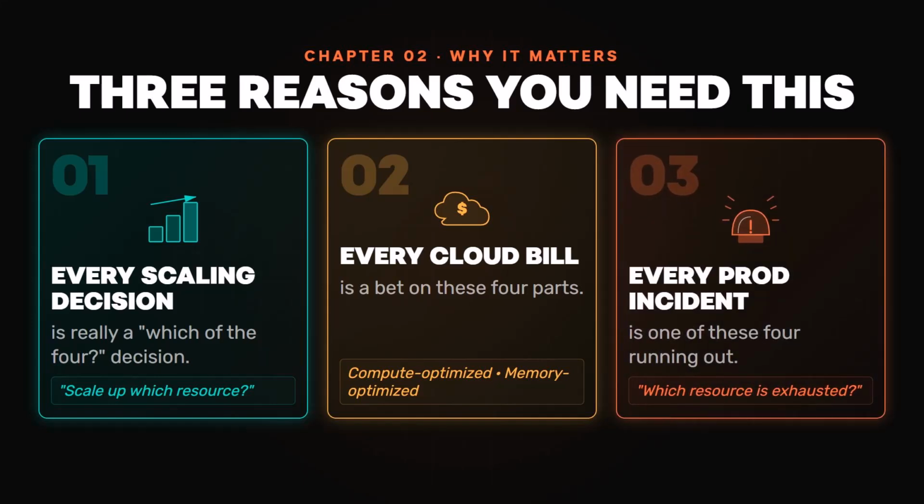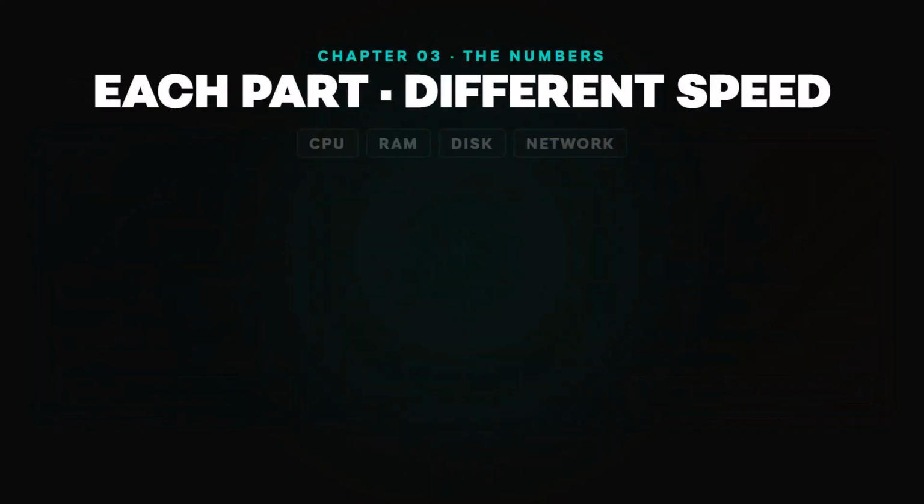Reason 3. Every production incident is one of these four running out. The site is slow. Okay, but which resource is exhausted? This single question asked early is what separates engineers who debug fast from engineers who guess for 3 hours. Once you have the four parts in your hand, system design stops being abstract. It becomes concrete. It becomes a resource problem you can actually count. Here is where we are going. Each of the four parts has a different speed, a different role.